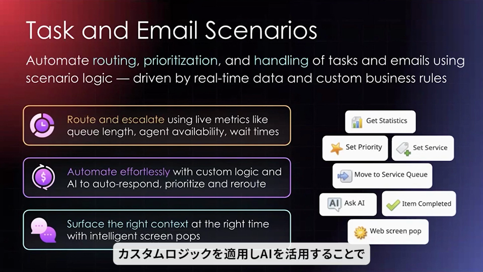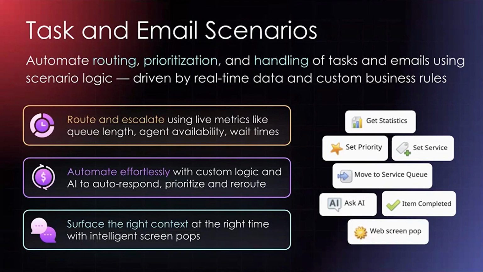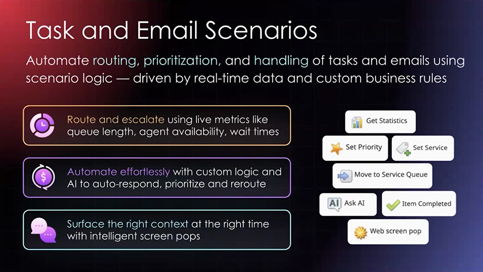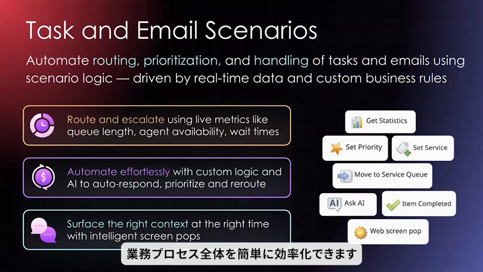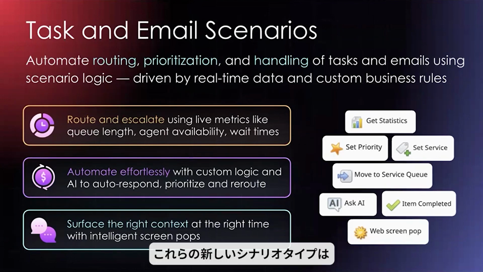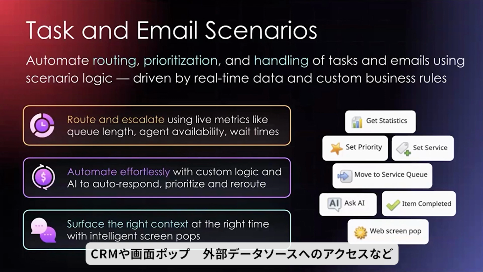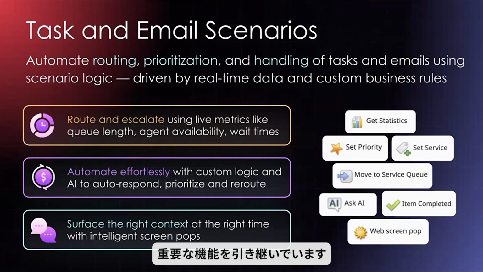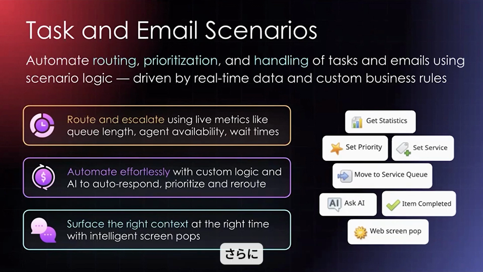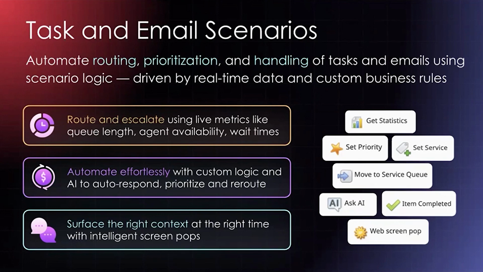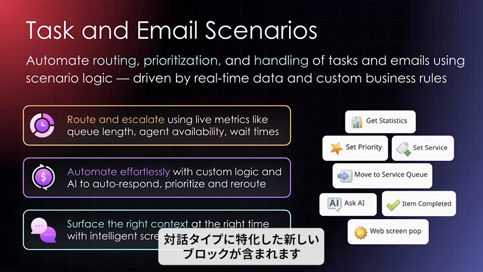You can apply custom logic and utilize AI to effortlessly automate every part of your business process, from classification and routing to fully autonomous handling. These new scenario types support all scenario blocks previously available in workflows, carrying over important functionalities like CRM screen pops, access to external data sources, and more. But beyond that, task and email scenarios feature a set of brand new blocks tailored specifically for these interaction types.